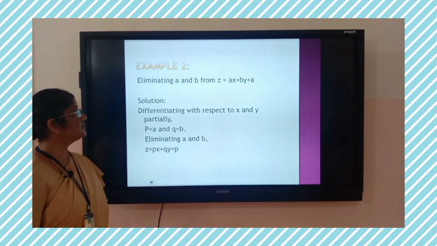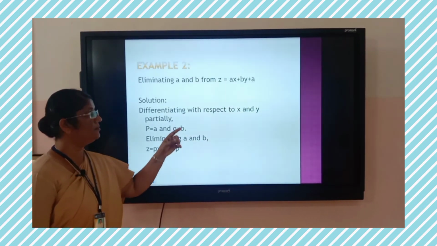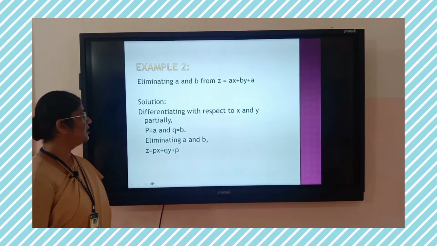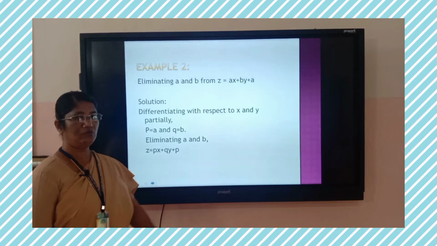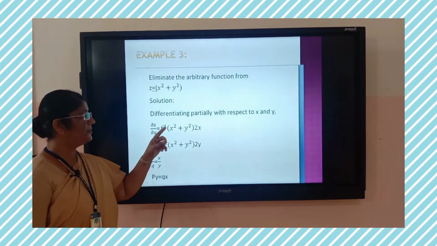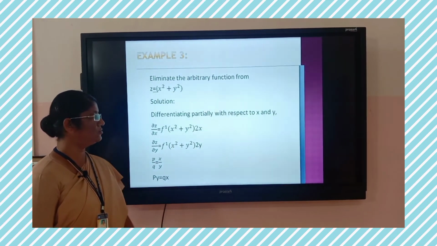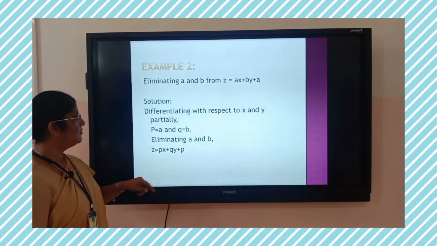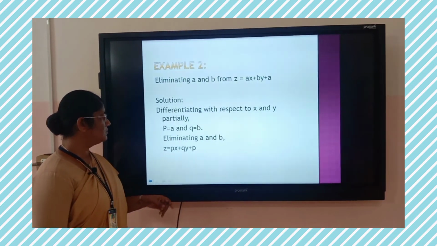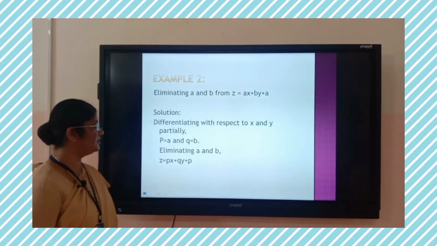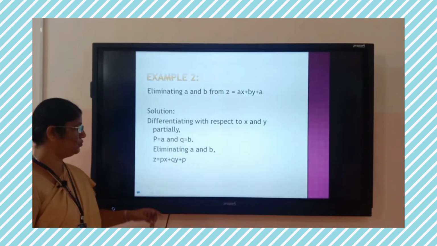Now we will see the second example. Eliminating a and b from z = ax + by + a. So differentiating with respect to x in the given equation, we'll get p = a. Differentiating partially with respect to y, we'll get q = b. So substituting p = a, q = b in the given equation, we'll get z = px + qy + p.